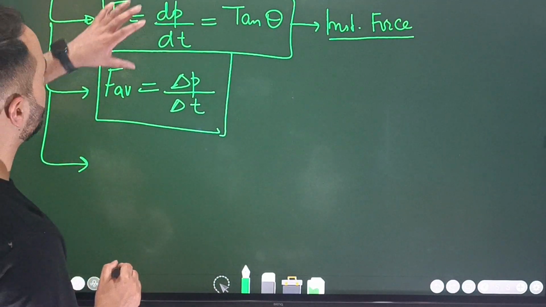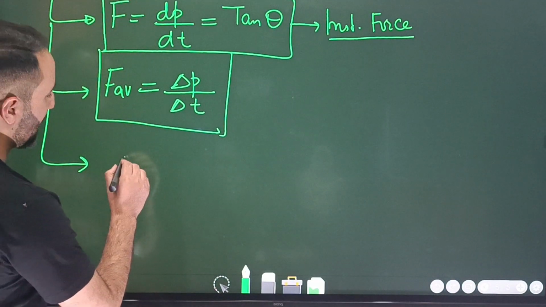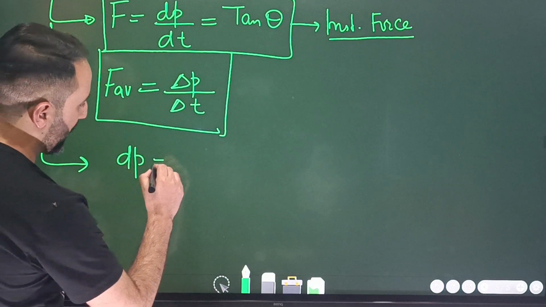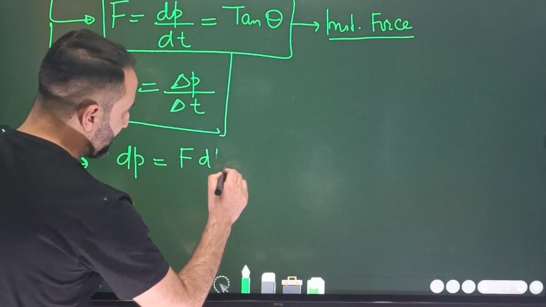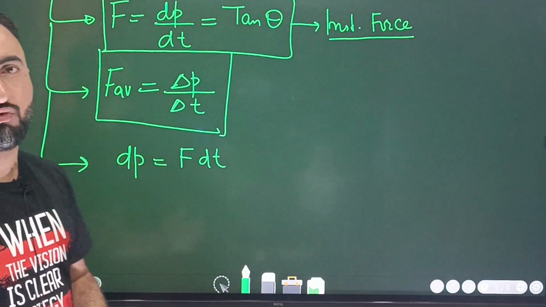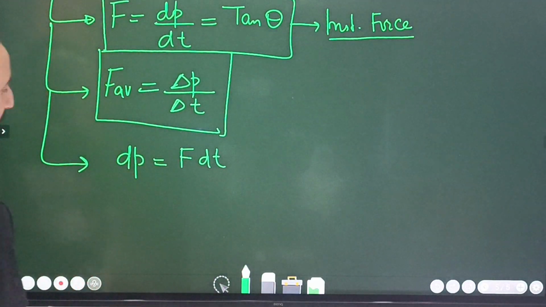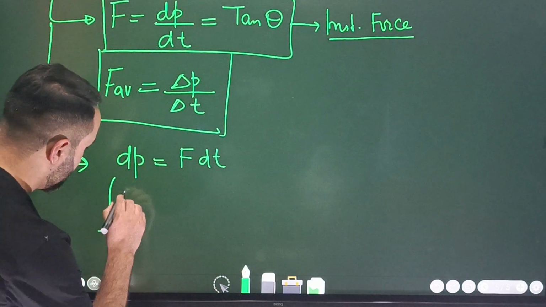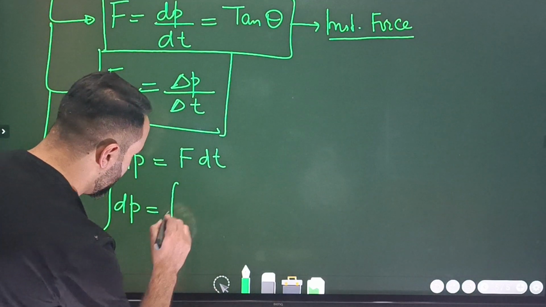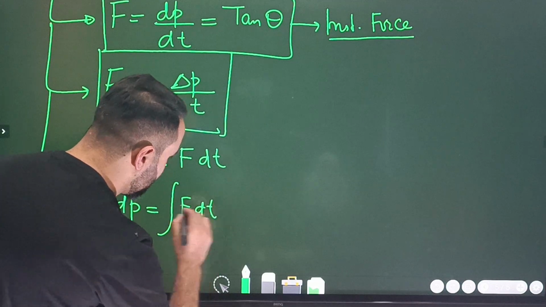From this very equation, from the first equation, what you can write down is this: dp is equal to f multiplied by dt. This equation gives you the change in momentum when the force is f for time dt. Now integrate both sides, so this will be integration of dp equal to integration of f dt.